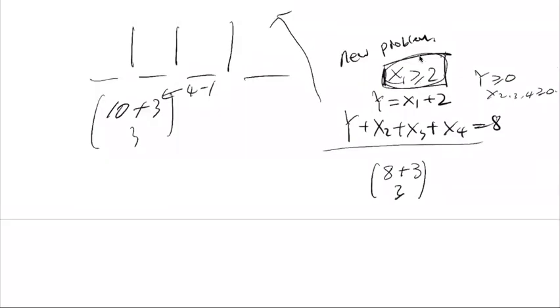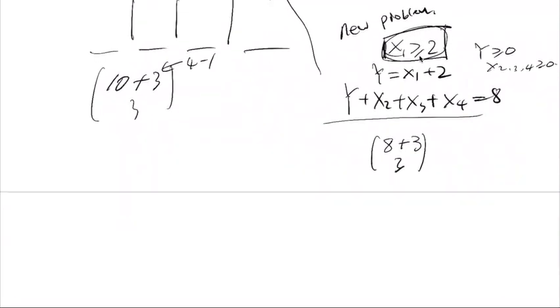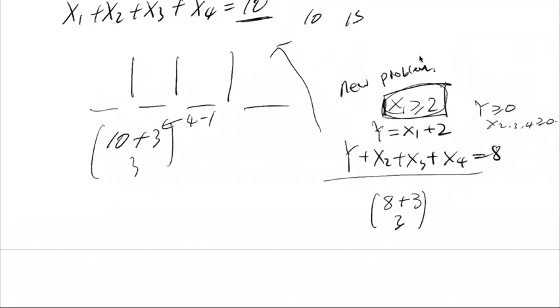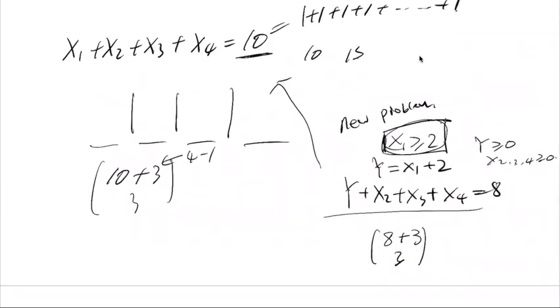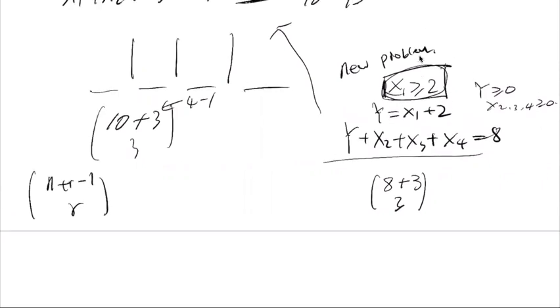Okay, so just a few comments on the previous video. For indistinguishable to distinguishable, the general formula is n plus r minus 1 choose r. So that's exactly what we did.